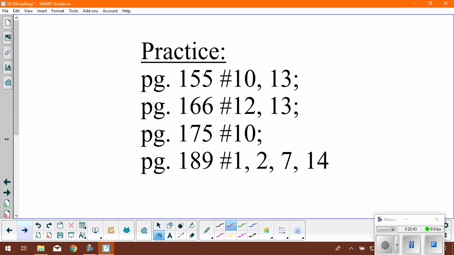Okay, for practice, this little hodgepodge, it's coming from different sections of the textbook, but there's only a total of 8 questions there. Okay, so page 155, 10 to 13, and so on down the line there.